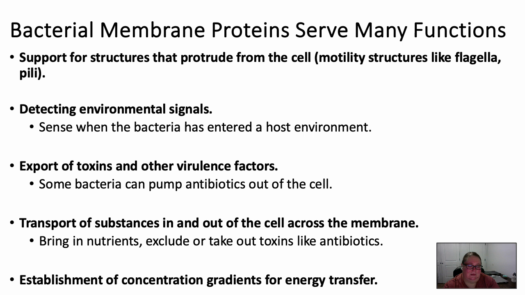Okay, we can bring in nutrients. That's part of transport we've talked about. Okay, we can take out or exclude toxins like antibiotics. Okay, but one of the most important functions is that they're going to establish these concentration gradients. Remember, nothing can move across the membrane, especially in what we call passive transport, without that concentration gradient. These concentration gradients are really important. So one of the jobs that some of these membrane proteins have is to make sure that there's always a concentration gradient, that it doesn't equal out, and that transport of things across the membrane stops.